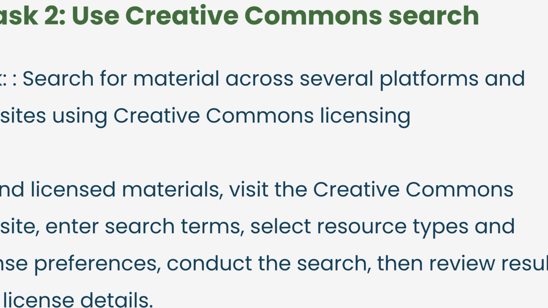Now let's go to task number 2. For task number 2, we are going to be more specific this time. So we are going to use Creative Commons search. The task is the following. Search for material across several platforms and websites using Creative Commons licensing. To find licensed materials, visit the Creative Commons website, enter a search term, select resource types and license preferences, conduct the search, then review results and license details.